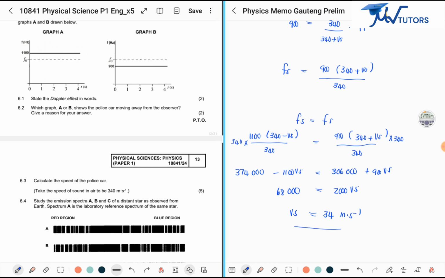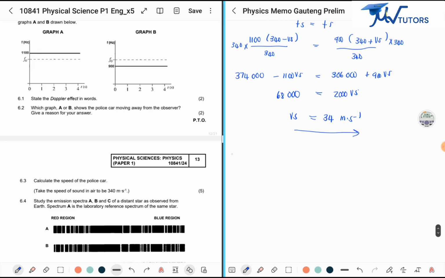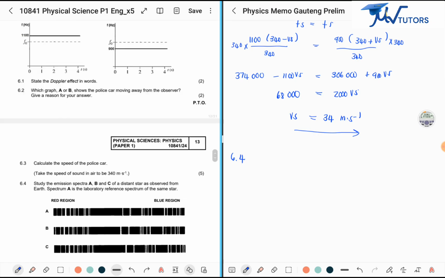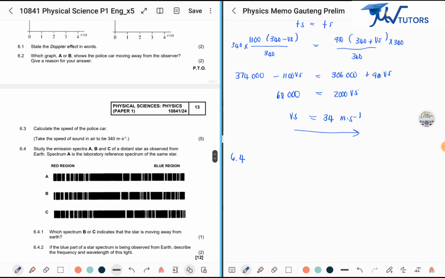Okay, so that is 6.3. Now 6.4, what do we have there? We have the emission spectra. So study the emission spectra A, B, and C of a distant star as observed from Earth. Spectrum A is the lab reference spectrum of the same star. So that's basically our reference point. Okay, so 6.4.1: which spectrum, B or C, indicates that the star is moving away from the Earth?